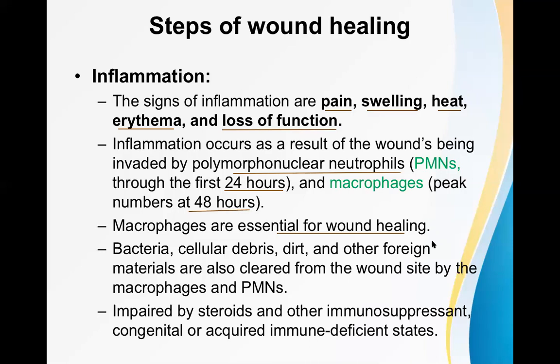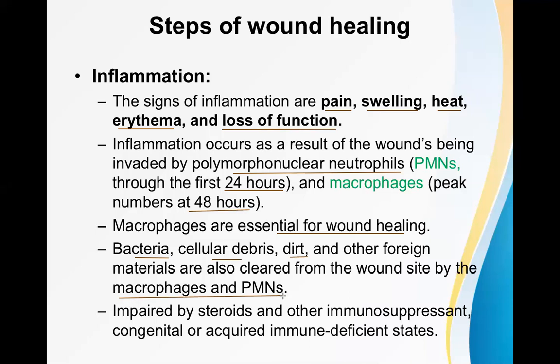Now, what is the importance of this inflammation? Why inflammation has to be there? Why? It is an important part of wound healing. So this type of concept you should have. Now see this: bacteria, cellular debris, different type of dust or dirt, and other foreign materials which may be present at the site of the wound, they are cleared by these macrophages and neutrophils. That is the importance of collection of those cells at the wound site.